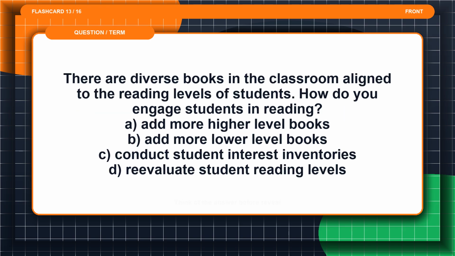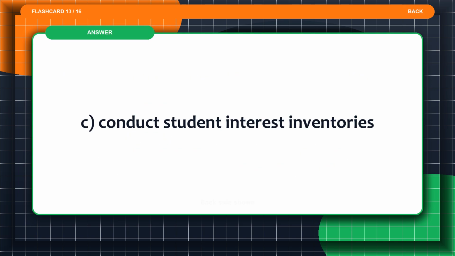Flashcard 13. There are diverse books in the classroom aligned to the reading levels of students. How do you engage students in reading? A. Add more higher-level books. B. Add more lower-level books. C. Conduct student interest inventories. D. Reevaluate student reading levels. Think of the answer before the reveal. The answer is C. Conduct student interest inventories.